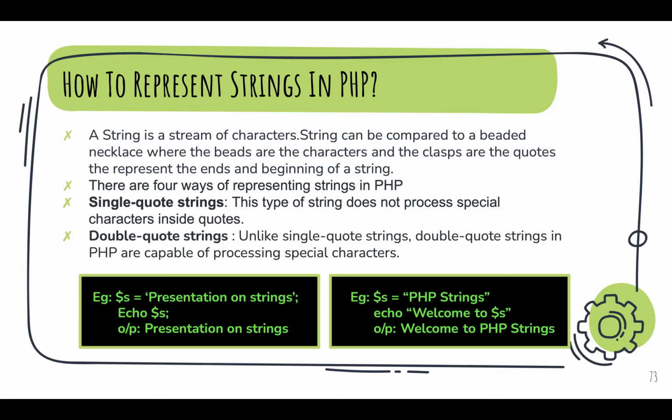Using single quotes is the simplest way to represent strings. Escape characters will not expand when used in single quoted strings. Next, double quoted strings. Unlike single quoted strings, double quoted strings in PHP are capable of processing special characters. The examples given below are examples of single quoted strings and double quoted strings.